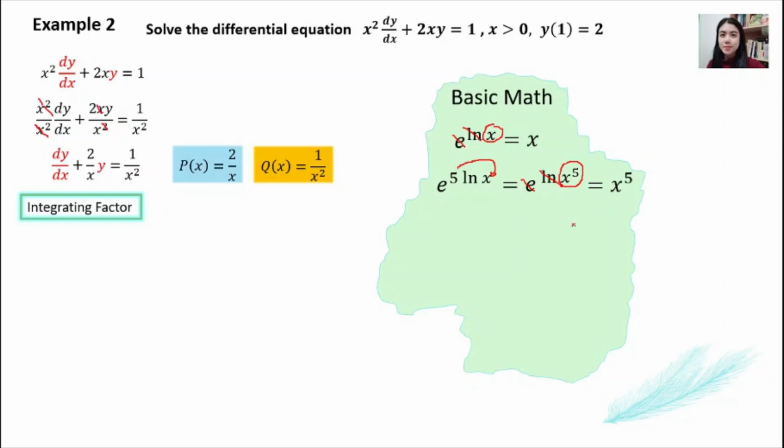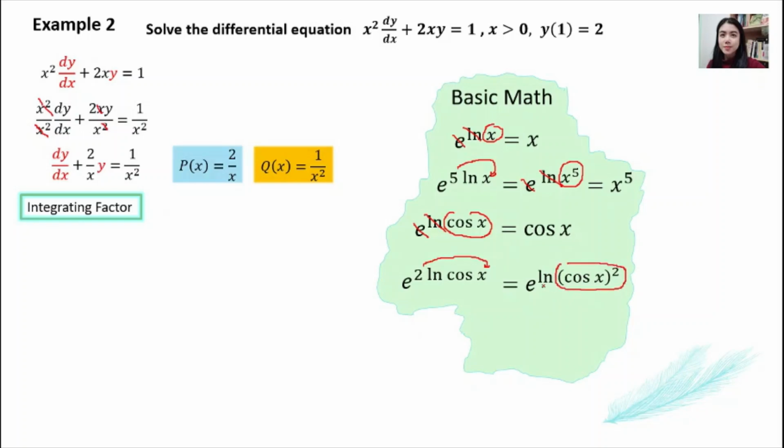Let's look at the next example. Here you have e to the power of ln cos x, where the answer is actually just cos x, because you can cancel this one and this one. Let's look at the last example. Here you have e to the power of 2 ln cos x. So you can bring the 2 inside, and then it is equal to this bracket squared. You can cancel the e and ln, so you have the bracket squared, and if you simplify, you will have cos squared x. So that is the basic mathematics that you're supposed to know.